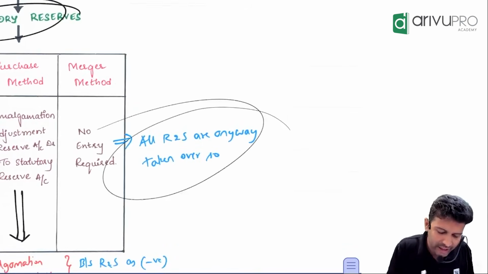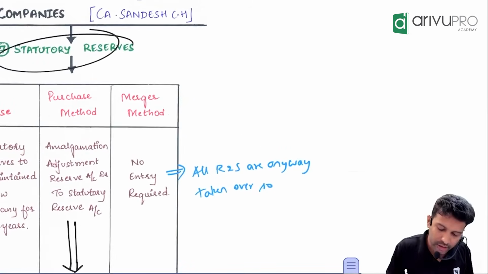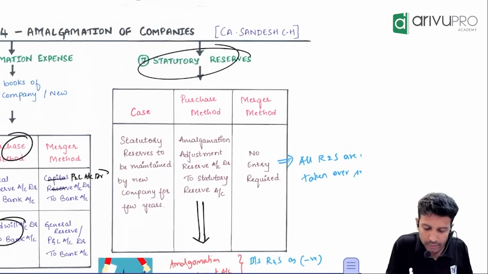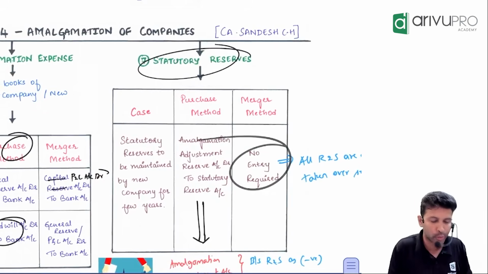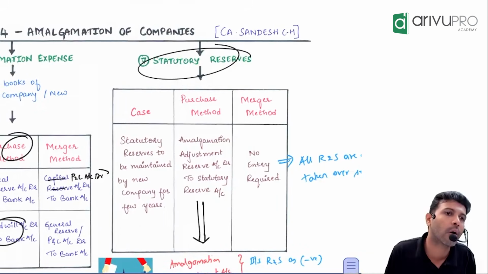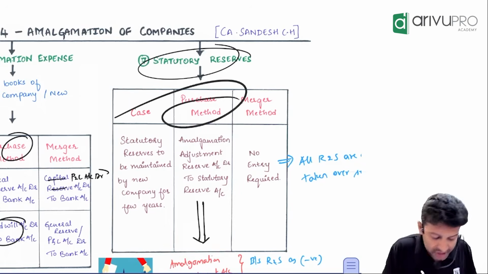Anyway, we have already taken over all reserves. That all reserve will include statutory reserve. Hence, under merger method, for statutory reserve, you don't have to pass any specific journal entry. That's the logic. Okay? Yes. What about purchase method?